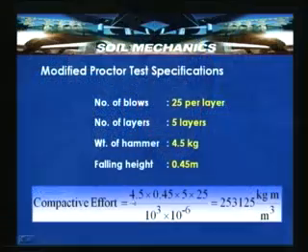Similar to what we have done for the standard Proctor compaction test, if you compute the compactive effort, it is given by 4.5 into 0.45 into 5, which is the number of layers, into 25 blows per layer divided by the volume, and then after normalization of the units, we get an energy equivalent to 2,703.125 kg meter per meter cube. This compactive effort is 4.5 times the compactive effort in the standard compaction test.